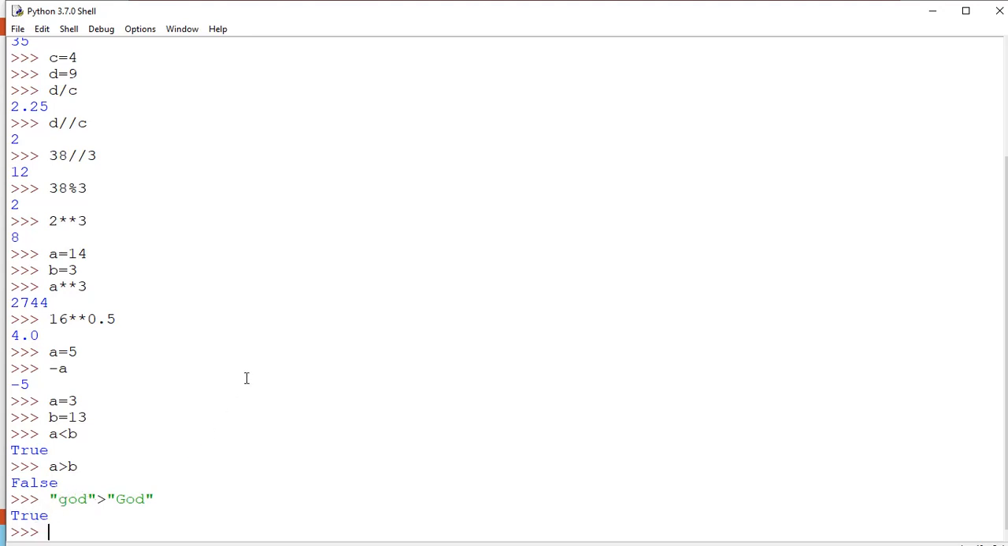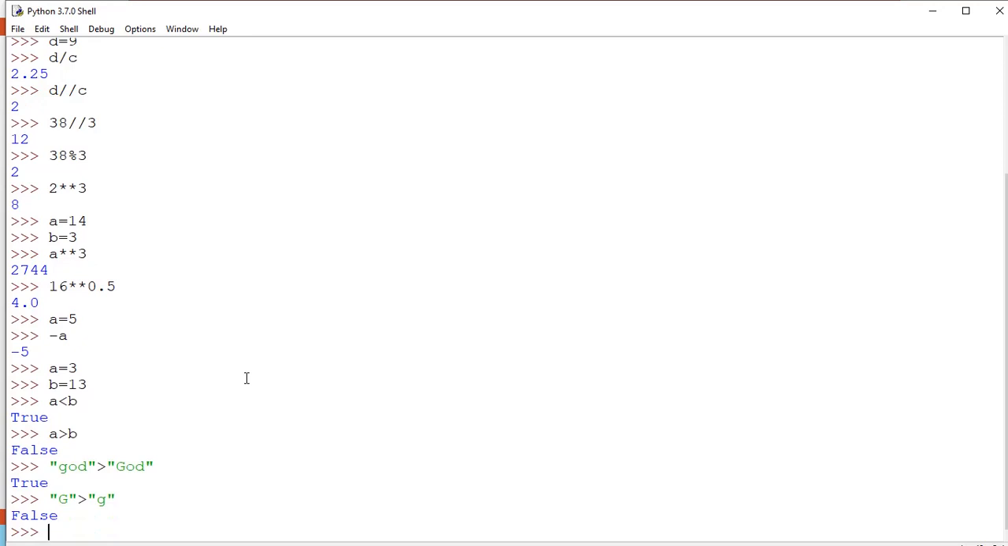Now if you want to compare these things, you can compare like this: capital G compared with small g. See, the answer is false. Why? Because the ASCII code for small g is greater than capital G, and here you have used the greater than operation, so this answer is false. In this way, you can compare certain sets of strings also.